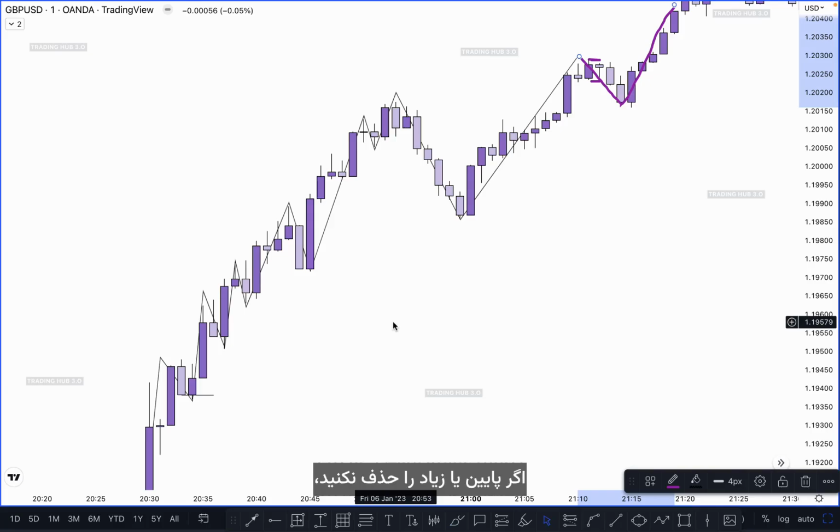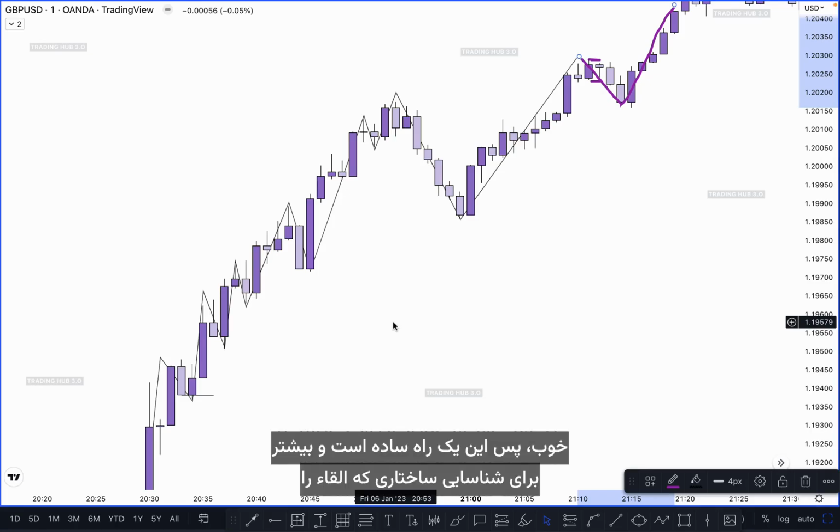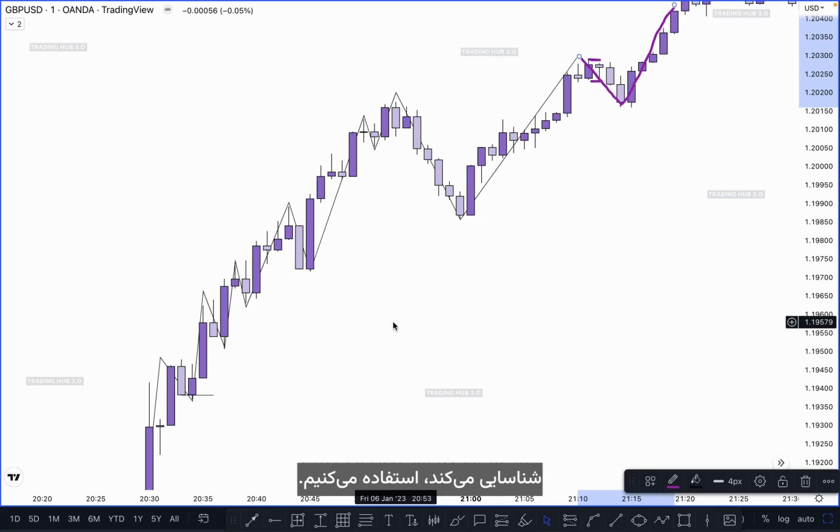If it does not take out the low or high, it is not a valid pullback. So this is a simple way, and it's what we mostly use to identify the structure, identify the inducement, and identify the entry point. We need a valid pullback identification. Okay, now let's switch to various examples, then you can understand better.